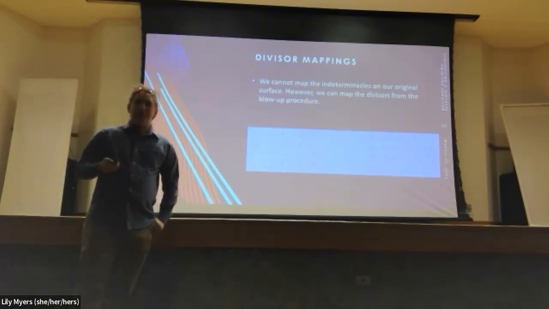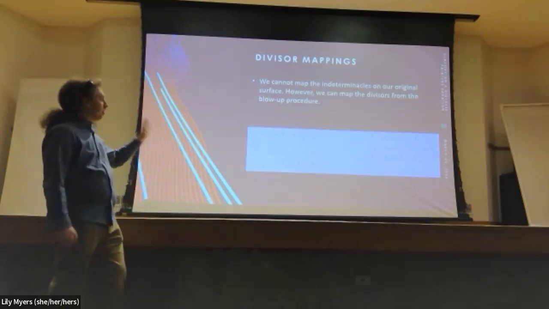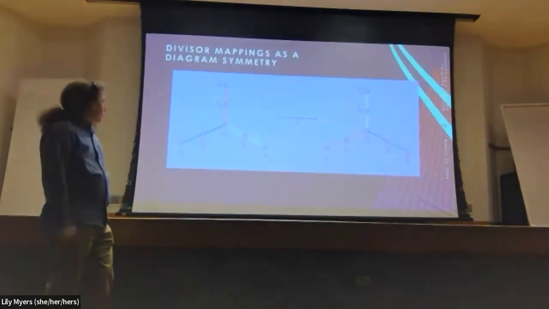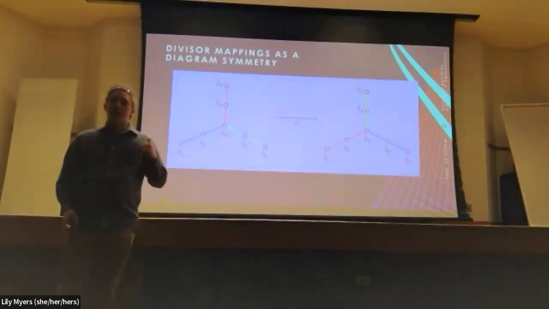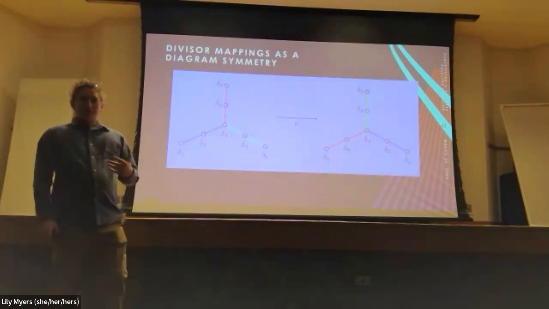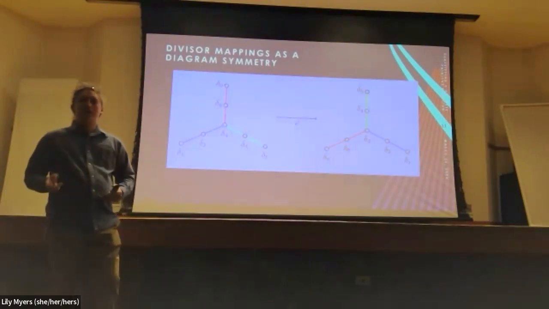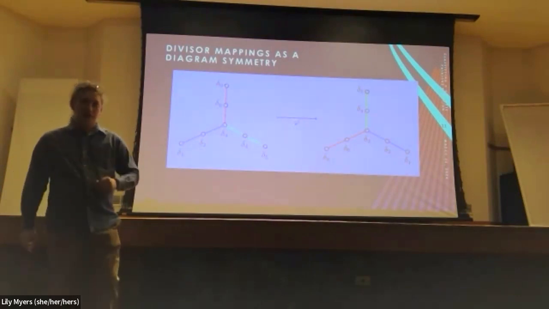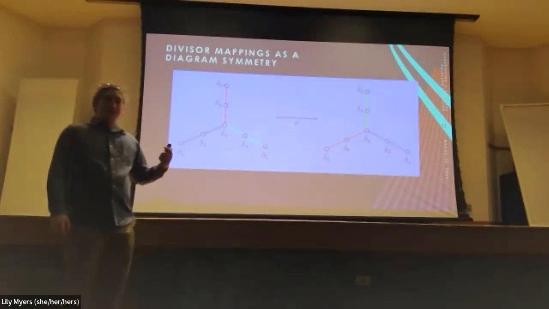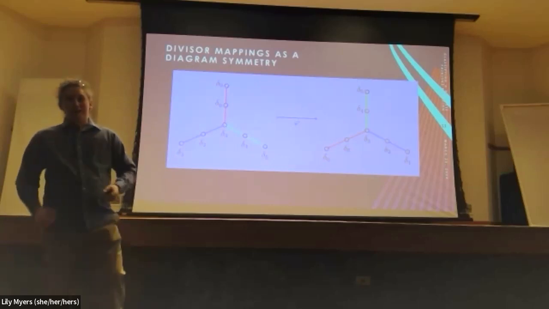And the final step, and my favorite step, is taking this information, which is kind of hard to read, and turning it into a simple diagram symmetry. So in this case, all of that information we just went through is the same as a 120-degree rotation on our triangular diagram. And this is the information we want to give to applied mathematicians.